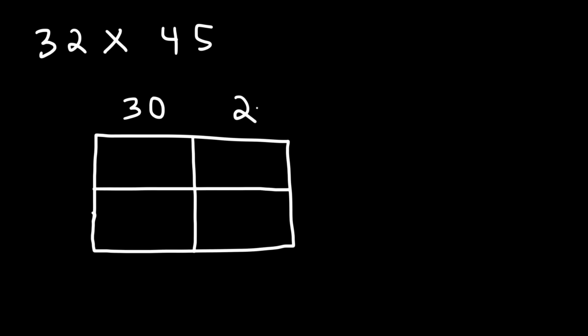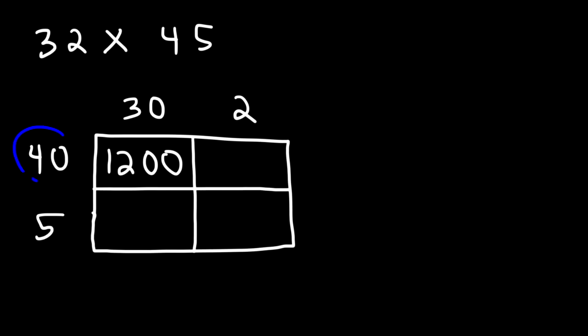Go ahead and try this one. Multiply 32 by 45 using the area model multiplication. So we're going to need four boxes. So it's going to be 2 by 2. 32, we can break that into 30 plus 2. 45 is 40 plus 5. So what is 40 times 30? Well, 4 times 3 is 12, and then we need to add two zeros. So 40 times 30 is 1200.